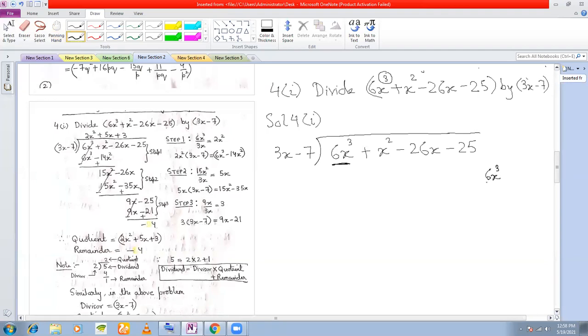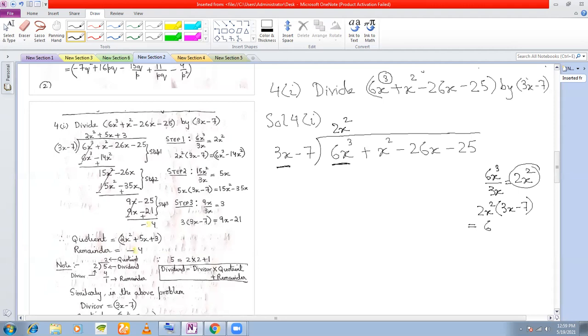And what is the leading term of the divisor? It is 3x. So you divide 6x cube by 3x. How much do you get? You get 2x square, right? This 2x square you will write on top, right? And this 2x square, now you multiply with the divisor, 3x minus 7.